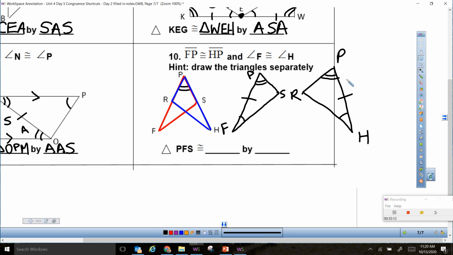So those two triangles are congruent by what postulate or theorem? Angle, side, angle. So by angle, side, angle. So we have triangle PFS is congruent... So we have PFS. So I need to start at the double angle, go down to one side with the sigma. Yeah, PHR. The triangle PHR.